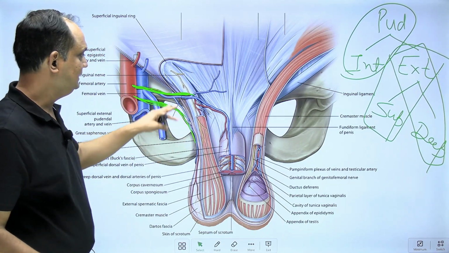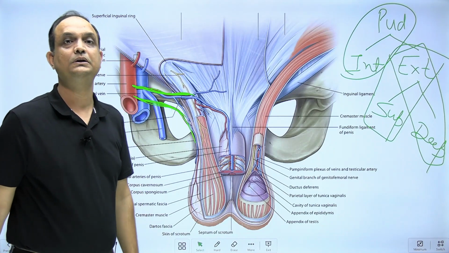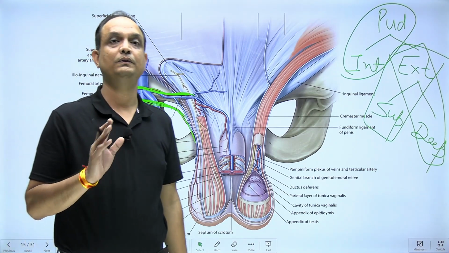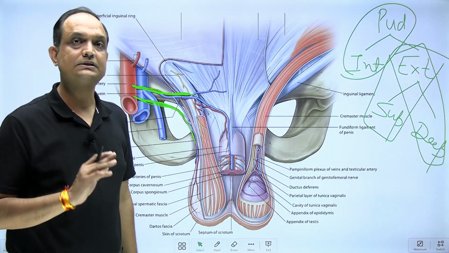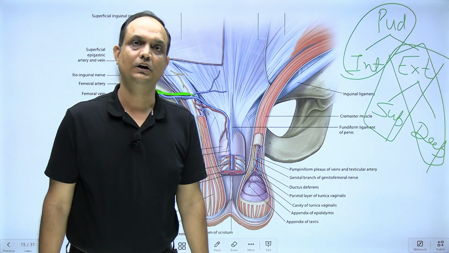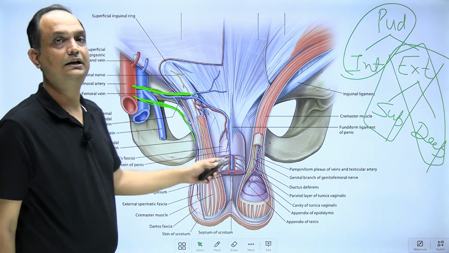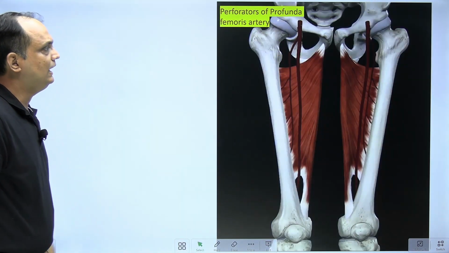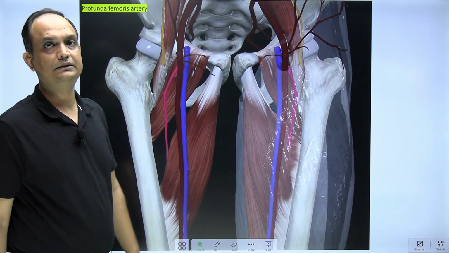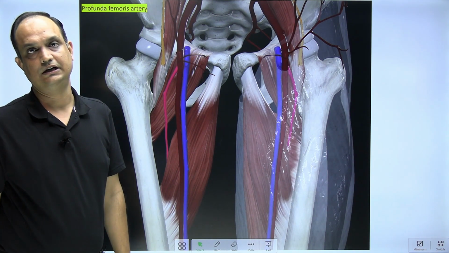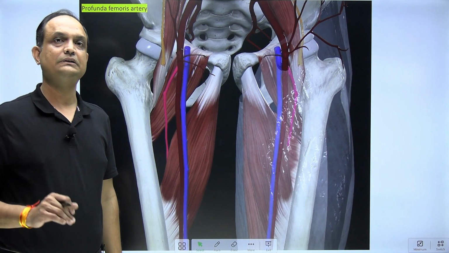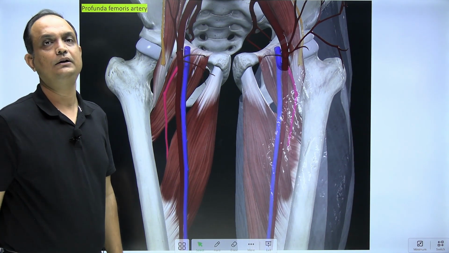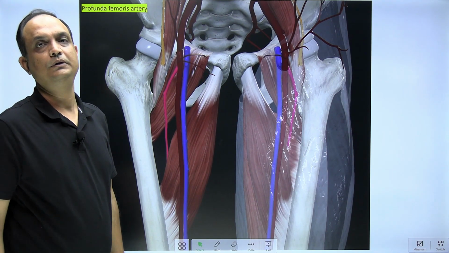But basically, they are mainly responsible for supplying the superficial areas and the cutaneous blood supply of the pudendal and genital region. Clear? Now, here you have another deep artery, that is the profunda femoris artery. Profunda femoris artery is one of the very important deep branches of the femoral artery.